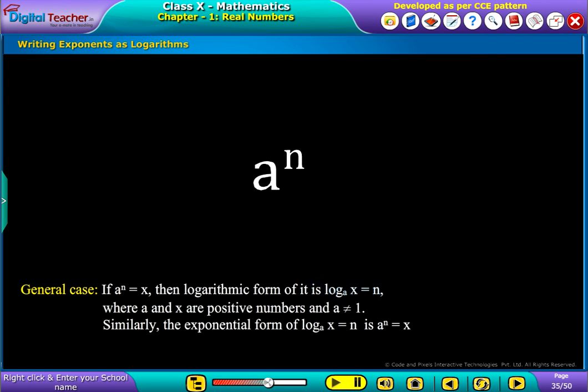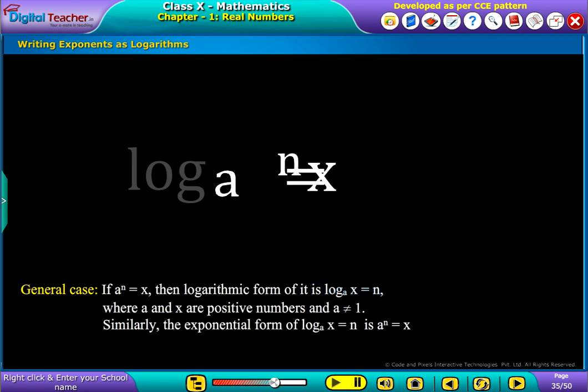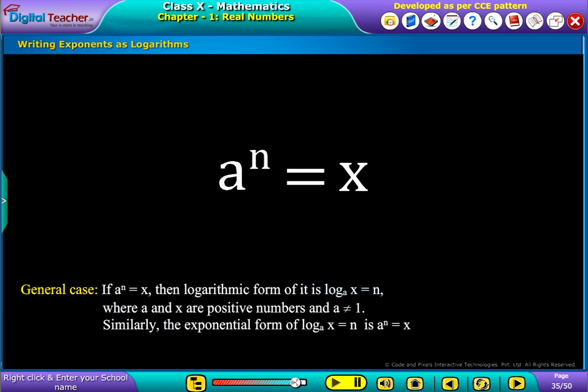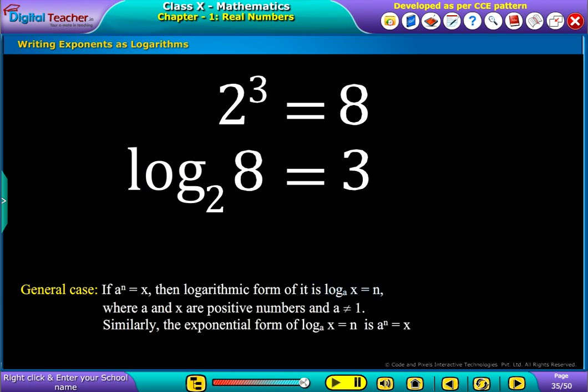General case: if a power n is equal to x, then the logarithmic form of it is log x to the base a equal to n, where a and x are positive numbers and a is not equal to 1. Similarly, the exponential form of log x to the base a equal to n is a power n is equal to x. Example: the logarithmic form of 2 cube is equal to 8 is shown on the screen. Now, let us solve a sample problem on logarithms.